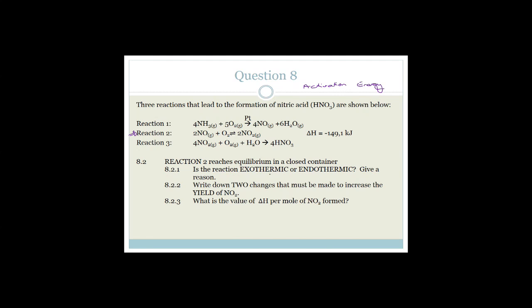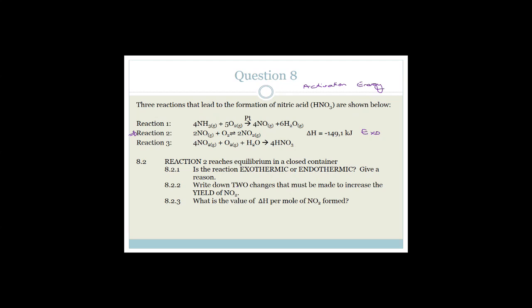Now it says, is the reaction exothermic or endothermic? Give a reason. The answer is it is exothermic, and the reason is that delta H is negative. It is smaller than 0, so we know it is giving off energy and it's exothermic. Now it says write down 2 changes that must be made to increase the yield of NO2.